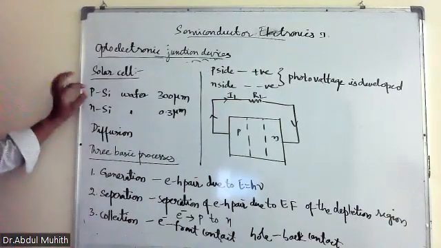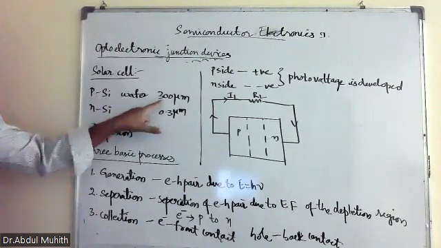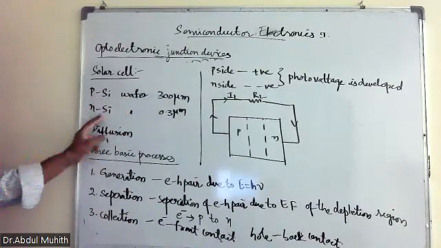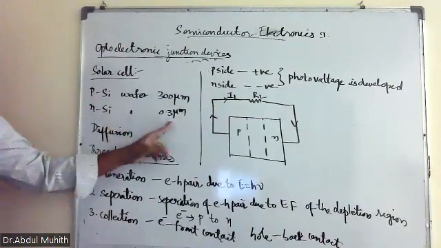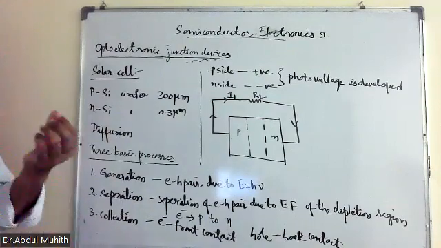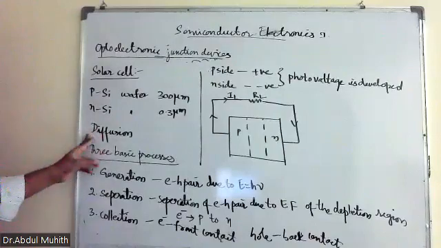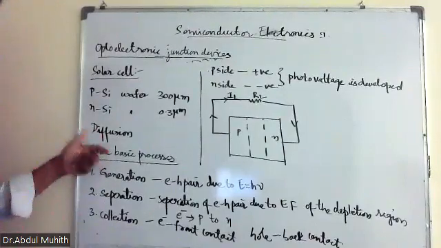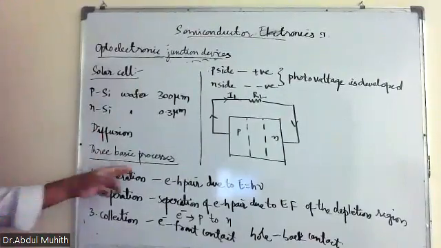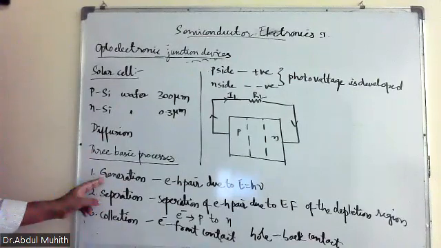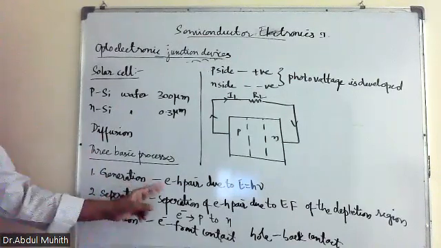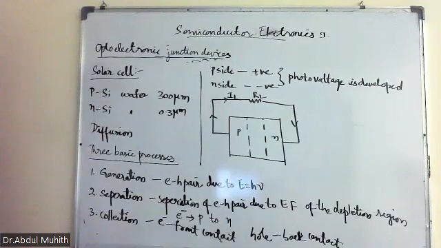Once again, from the beginning: the P silicon wafer is 300 micrometers and the N-type silicon wafer is 0.3 micrometer, very, very thin, like a layer thinner than paper. Because of the diffusion process, electron hole recombination will take place. Three basic processes are involved: generation, separation, collection. Generation means electron hole pairs are created by light. Separation means the electron hole pair is separated by the electric field of the depletion region.